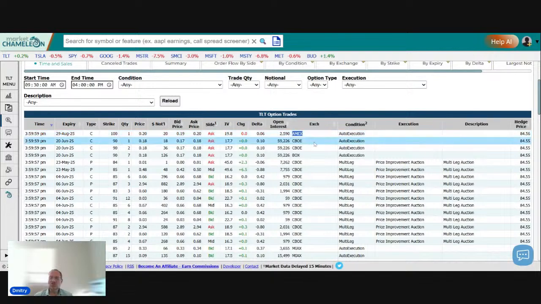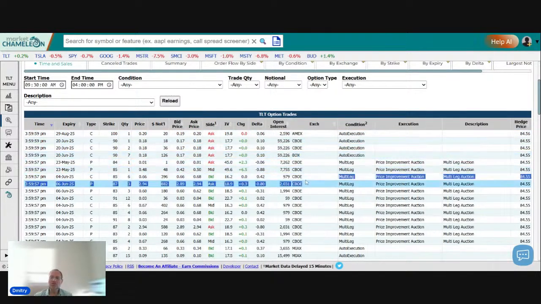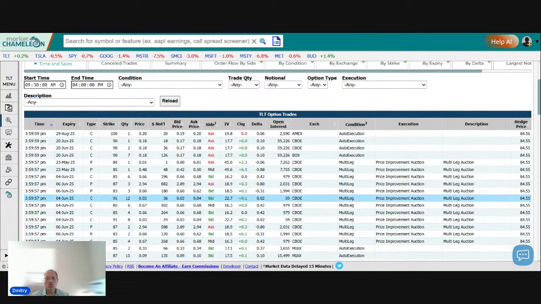But this helps us just determine that piece of information. Here, this is the exchange it traded on. So here's Amex, CBOE, BOX. And again, that's important when you're analyzing where the order flow is going, which exchanges may have better executions, because now we can see where executions, for example, are happening, maybe on the bid, on the offer, in between, where is more liquidity. That becomes important for that analysis.